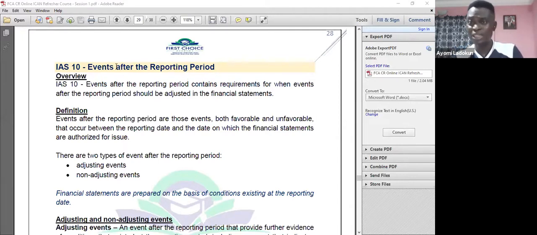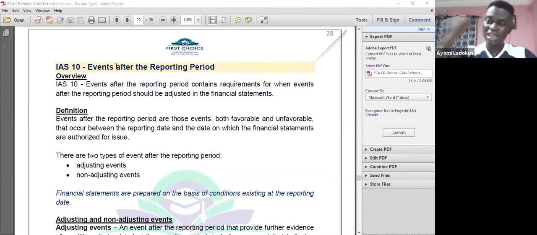Then around January 2020 or February 2020, I received information that one of my debtors, that's my customer, who is probably owing me around 20 million, has been declared bankrupt. Can you see now? He or she has been declared bankrupt. That means he cannot pay that money again. It provides further evidence of a condition that already existed at the balance sheet date. The amount this customer is owing me already existed at the balance sheet date. Then in January, before financial statements are authorized for issue, I got information that the customer can no longer pay because he has been declared bankrupt.